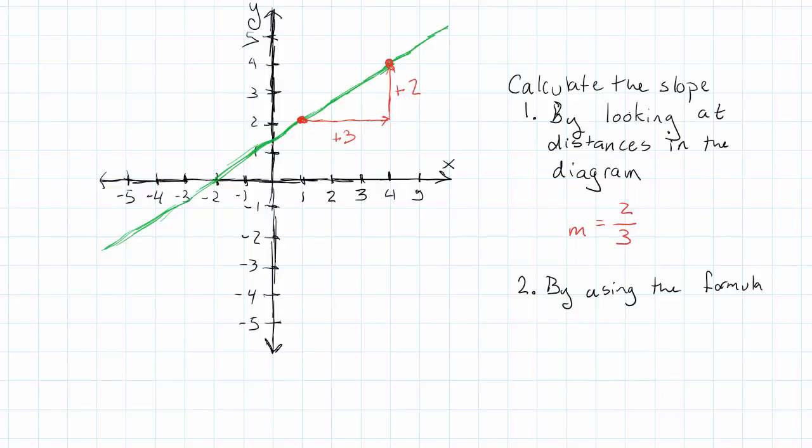Using the formula, I have to read these points off first. I have 1, 2, and 4, 4. So my slope will be 4 minus 2 over 4 minus 1, the change in y's over the change in x's, which again is 2/3.